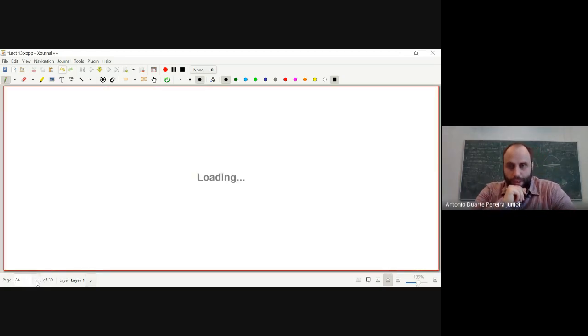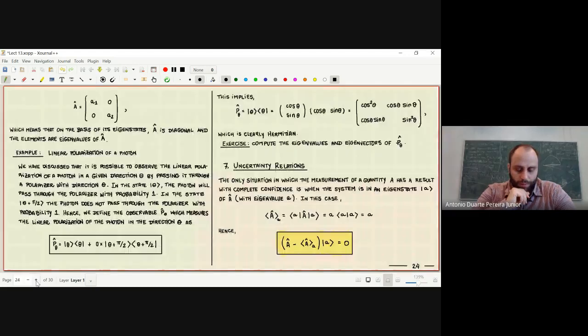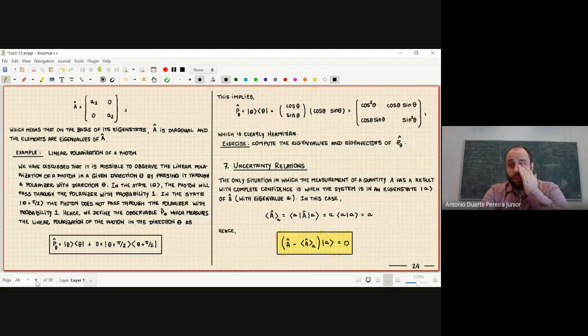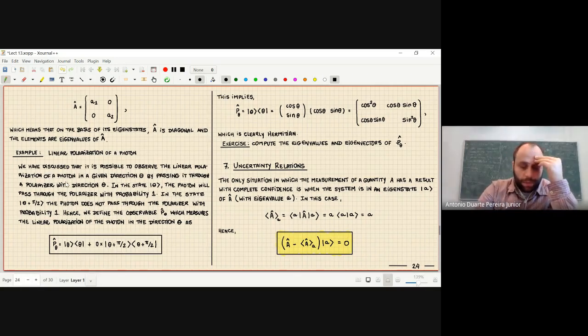So what I want to do next is to, well, it's loading. Okay, it's working now. I want to construct explicitly an example of an observable. So we have discussed a lot in this course the linear polarization of a photon. So we have seen that we can observe the polarization of a photon in a direction theta if we pass it through a polarizer in the direction theta.